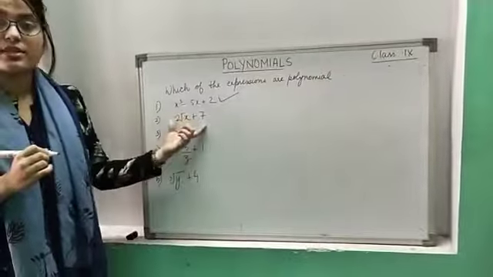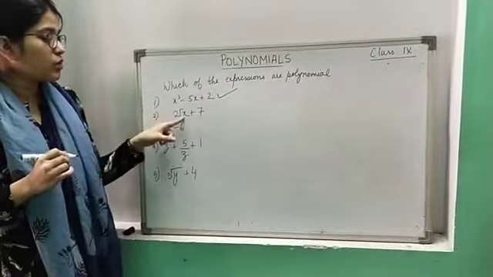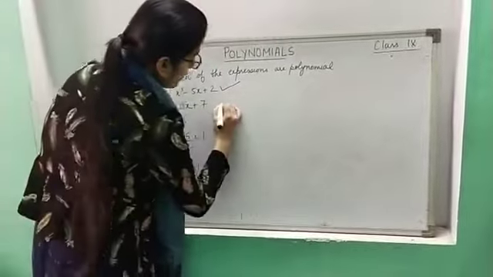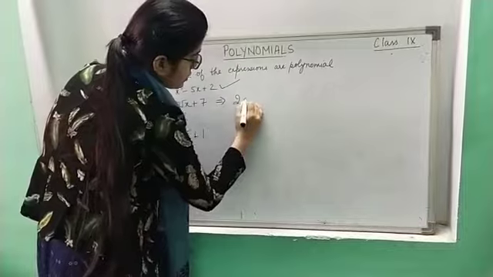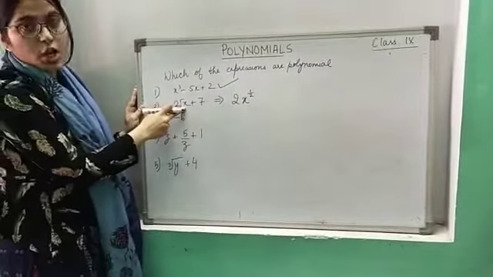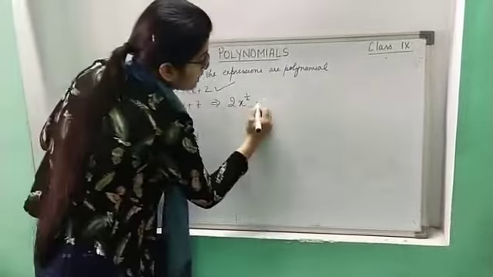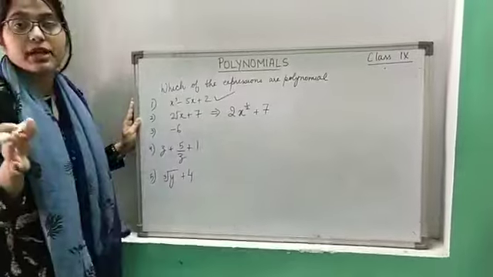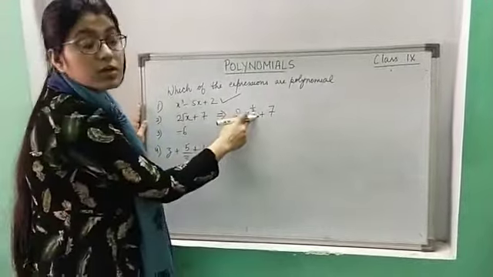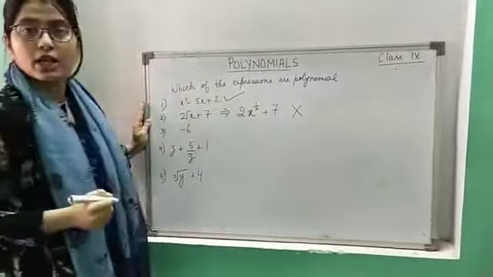Now let's check whether this is a polynomial or not. Here you observe 2 root x plus 7. Root x means x power 1 by 2, so it is x to the power 1 upon 2, plus 7. As I have already explained, the power should not be in fractions, but here the power of x is a fraction, which means this is not a polynomial.